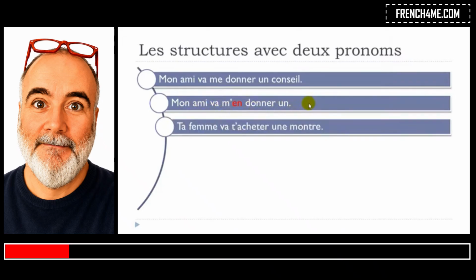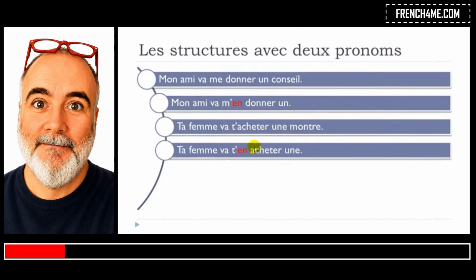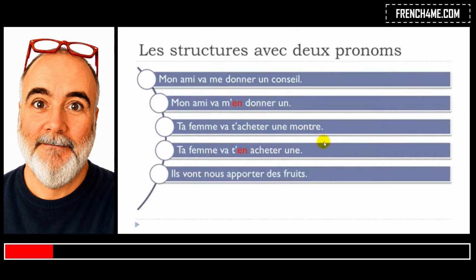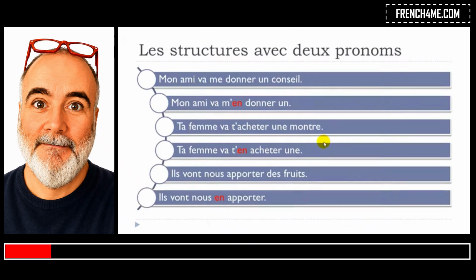All right. Ta femme va t'acheter une montre. Exactly the same rule. Ta femme va. So you've got first your verb here, then te, but the e is going away, en, and the second verb, acheter une. All right. Ils vont nous apporter des fruits. Ils vont nous en apporter.